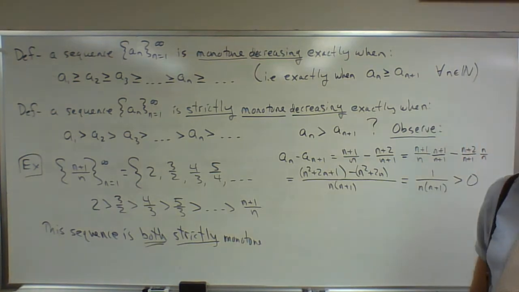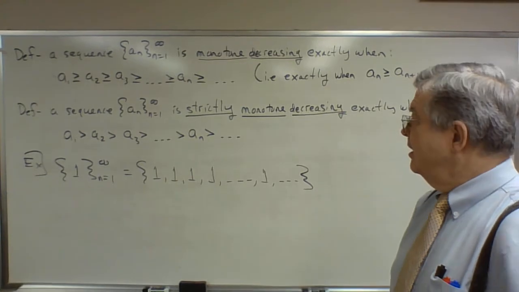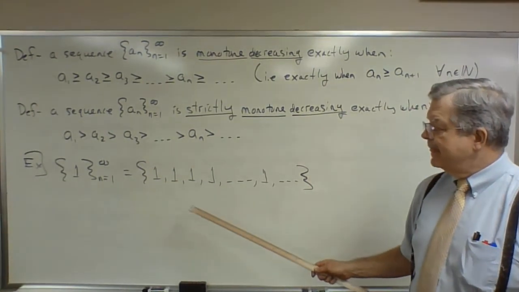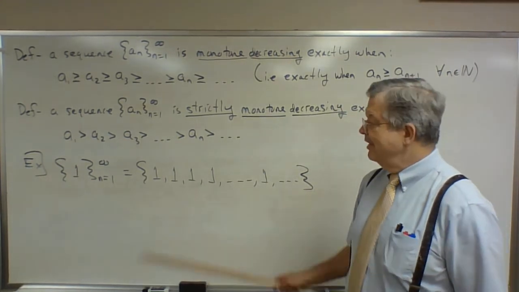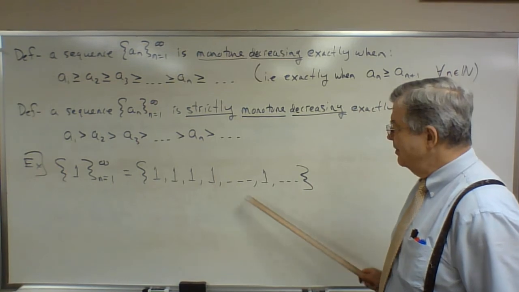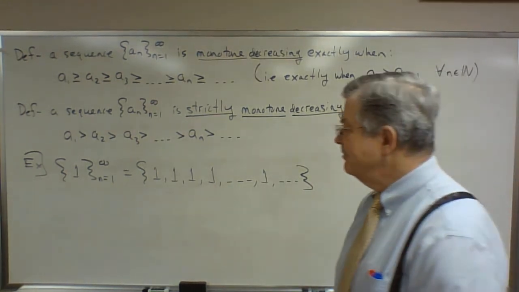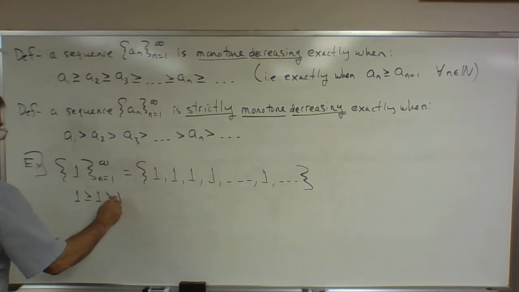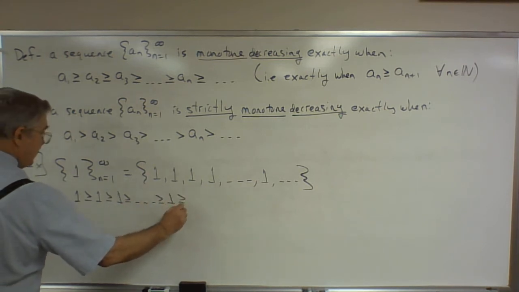Now, maybe I should do one more example. Well, what about this thing? Every term is equal to 1. The sequence goes 1, 1, 1, 1, 1. So is this monotone decreasing? Yeah, I guess so. 1 is greater than or equal to 1, which is greater than or equal to 1, and so on.